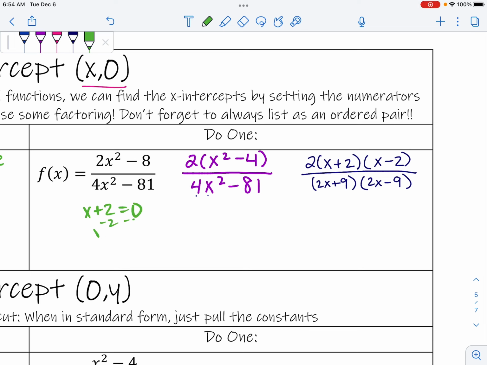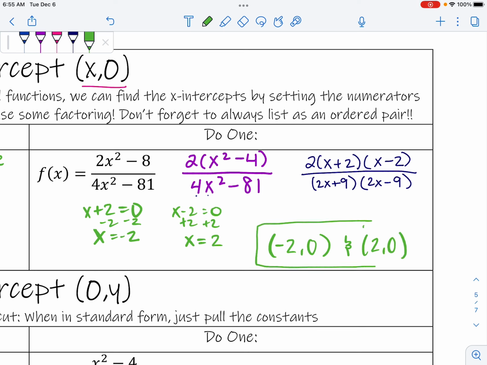So x + 2 = 0 gives x = -2, and then x - 2 = 0, x = 2. Again, I have to make them ordered pairs, so I get (-2, 0) and (2, 0). Those are my x-intercepts.